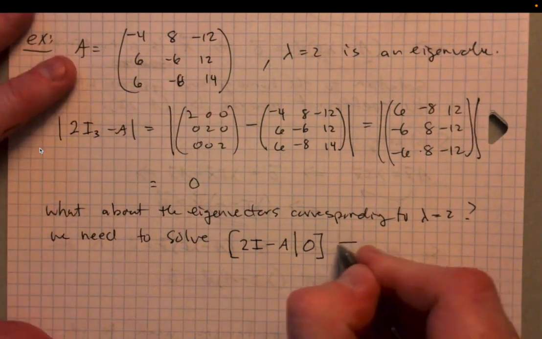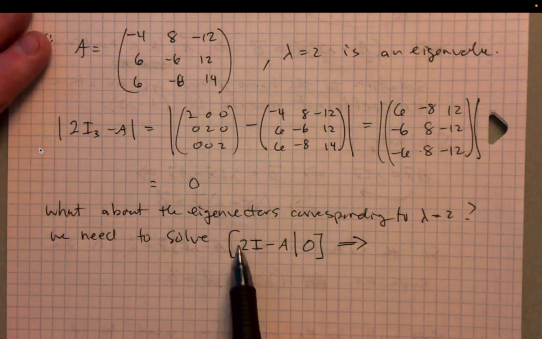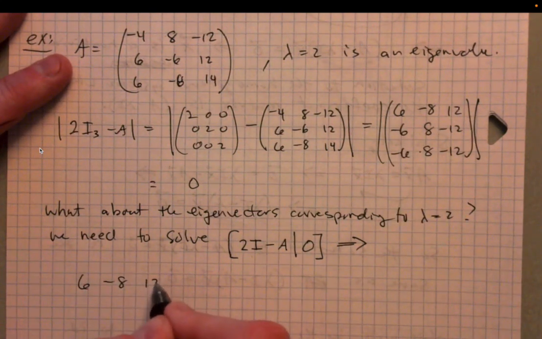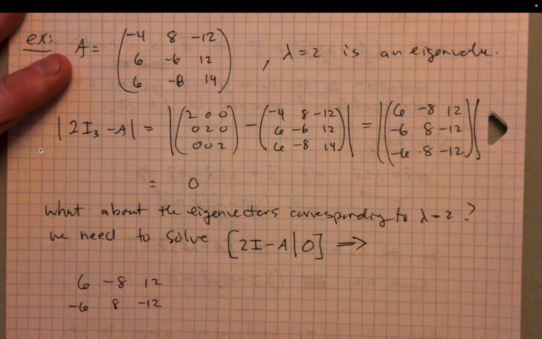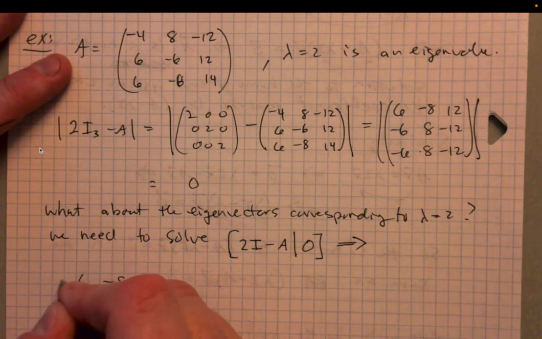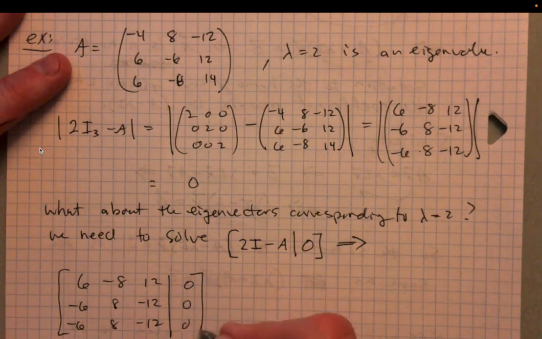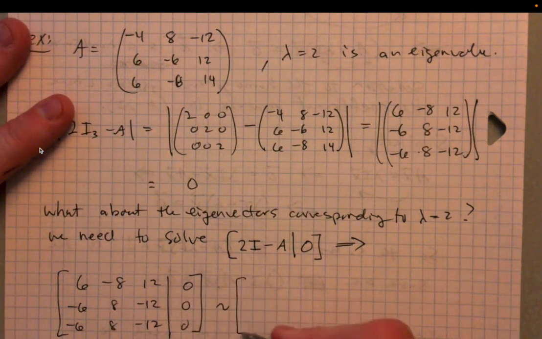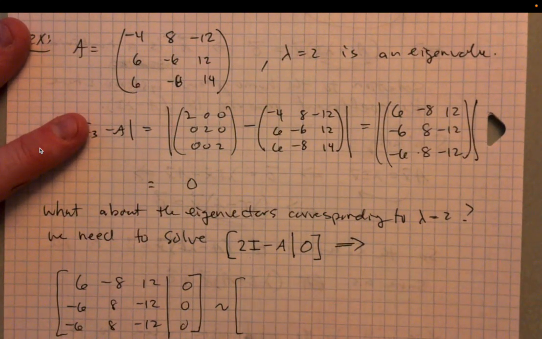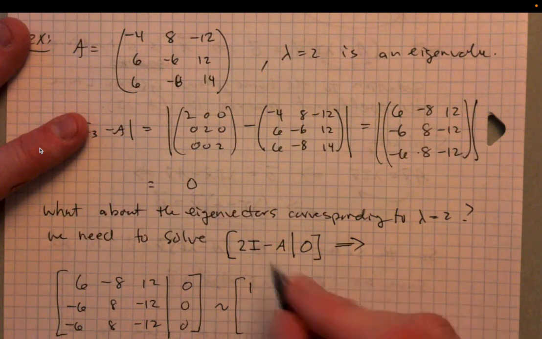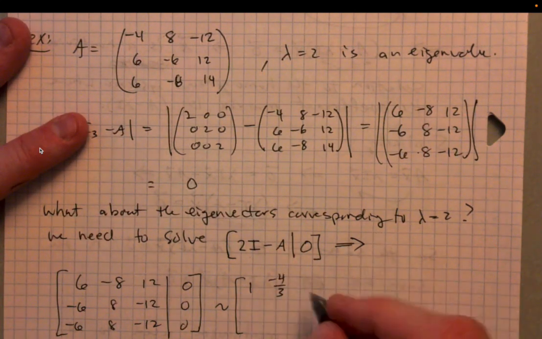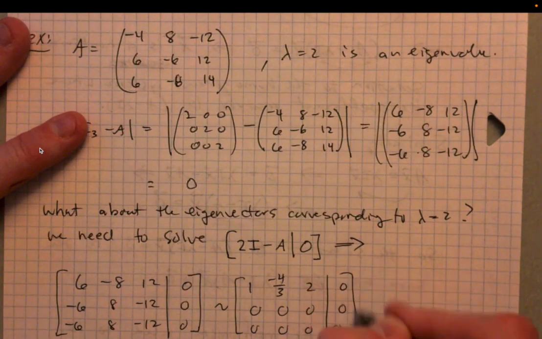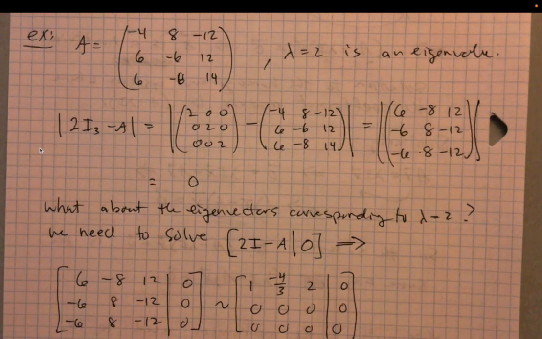Okay, and so we can easily do this. We know what 2I minus A looks like. It's basically this matrix right here: 6, -8, 12, -6, 8, -12, and then -6, 8, -12 again, and then 0, 0, 0. This would take you only a few moments to realize that this can be row reduced down to something with 2 full 0 rows. It turns out that this can be row reduced down to 1, -4/3, 2, and 0, and then these rows are 0, 0, 0, 0. And so you can row reduce it down to this system right here.